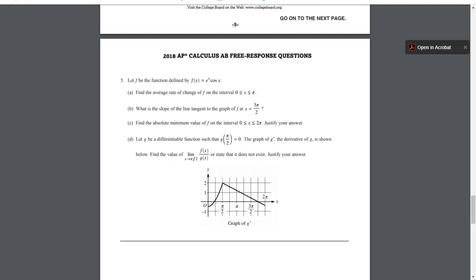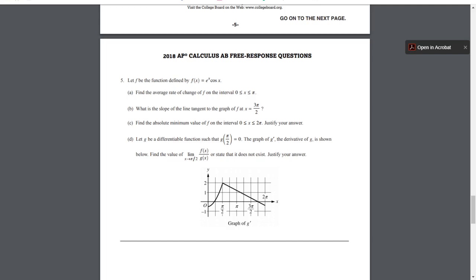It's the average slope. So just start minus end over distance. B, what is the slope of the line tangent to the graph at x equals 3 pi over 2? Find the derivative, plug in 3 pi over 2.